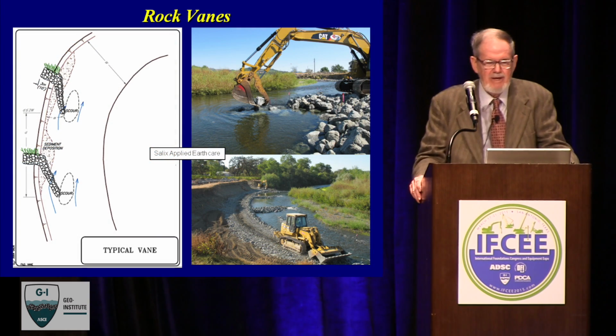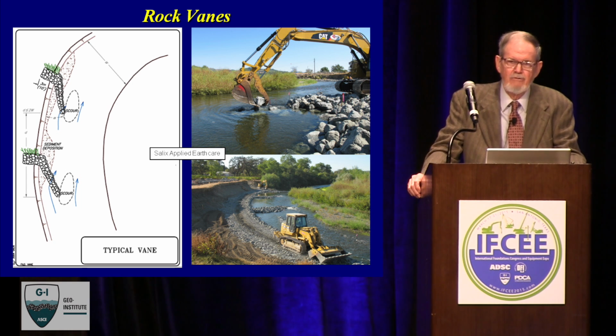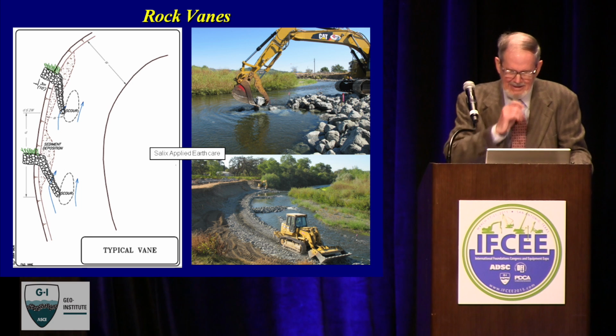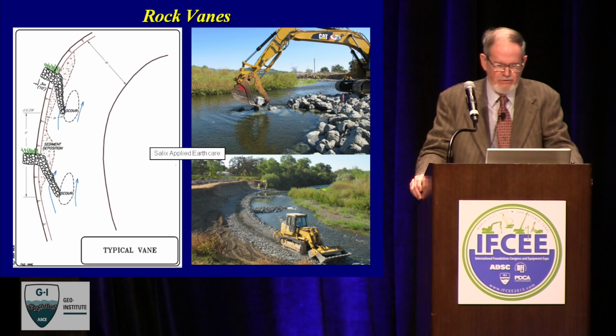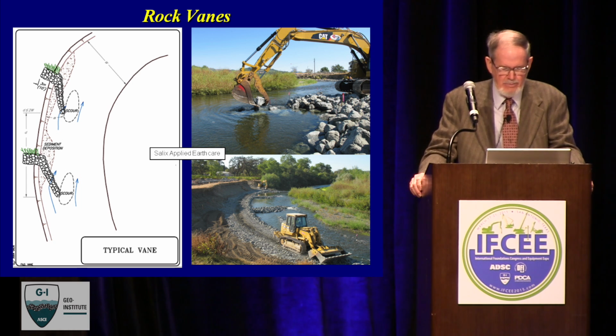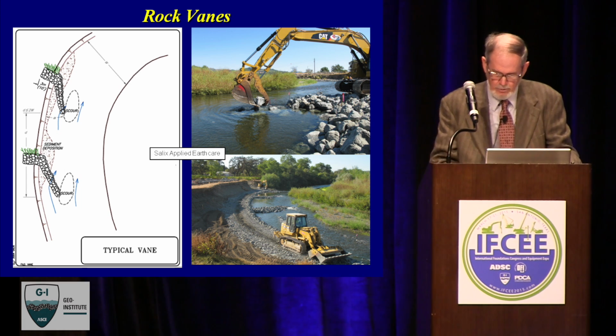The decision was made not to grade the bank back and armor the riverbank. Instead, a series of rock veins were constructed that directed the center of gravity of flow, the so-called thalweg, away from the bank. This greatly reduced the tractive stresses and scour erosion acting on the bank, even during high water when these veins were completely submerged.